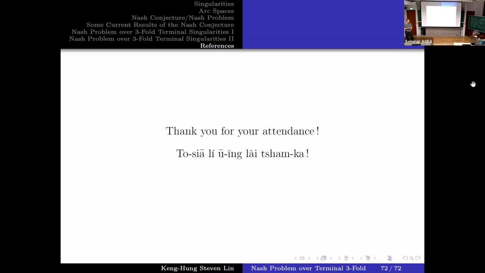So in your talk, you mentioned something about thin set. So what does it mean by thin set? Thin set means that it is a set of arcs, but these arcs are contained in some proper closed subset in our ambient space.